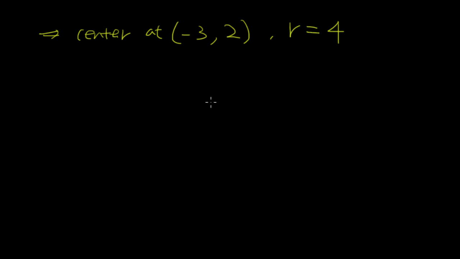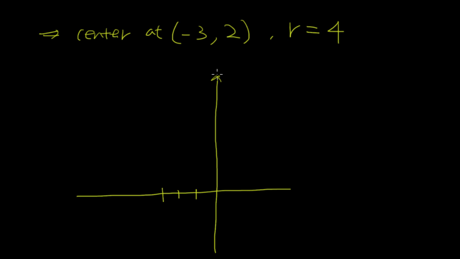All right, so let's see what the circle should look like. Negative 3, 1, 2, 3. This is y, this is x. Negative 3 and positive 2.